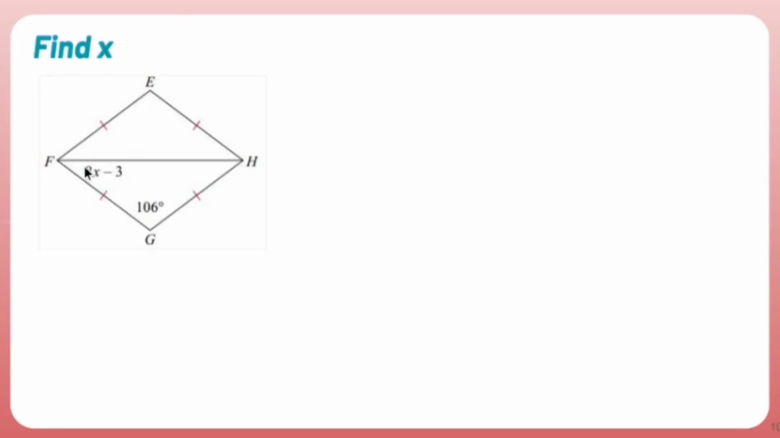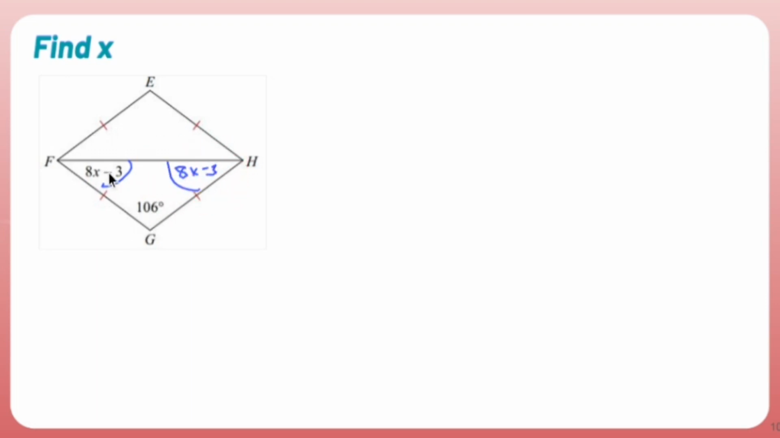Find x. What we have here is a rhombus. There's a couple ways that we can approach this, but what I see is it gives me a rhombus that's cut in half right here. And by cutting a rhombus in half, you are creating an isosceles triangle. Why does that matter? Well, because if you are 8x minus 3, then you are also 8x minus 3.